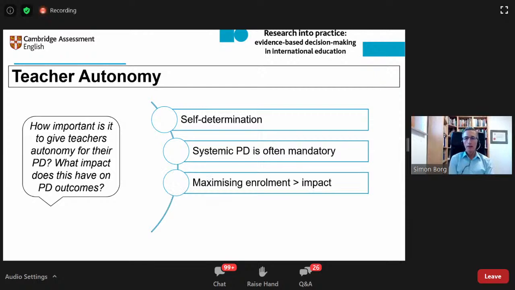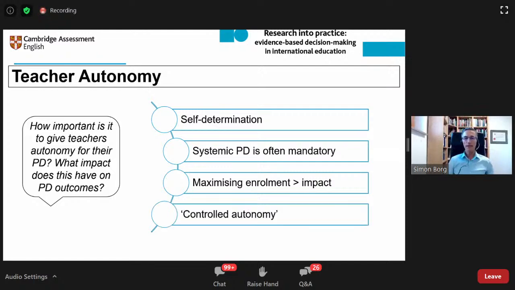For example, if we're thinking systemically and we want to achieve educational change on a large scale, then maximizing teacher enrollment is likely to improve impact. In other words, if a ministry wishes to promote educational change across the country and makes participation optional, and as a result, the number of teachers who participate is low, then of course that's going to hinder the ministry's attempt to bring about educational change. So in order to bring about educational change at scale, it is necessary to compel teachers to participate in programs.